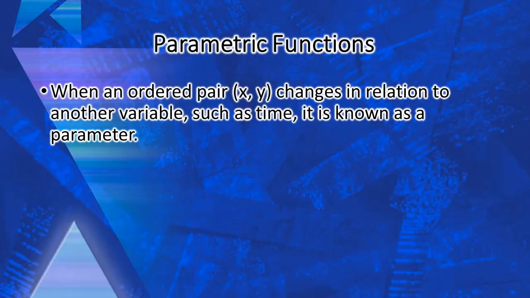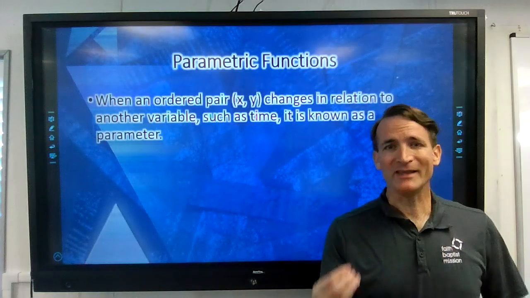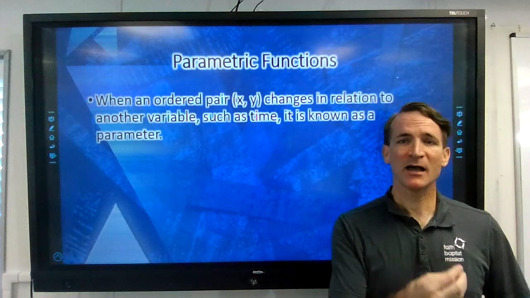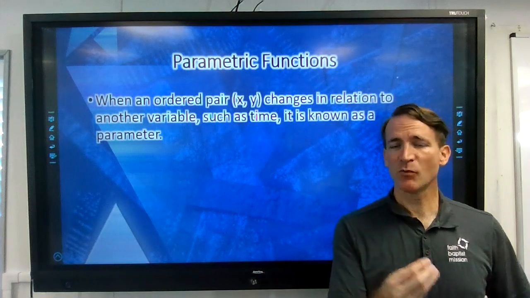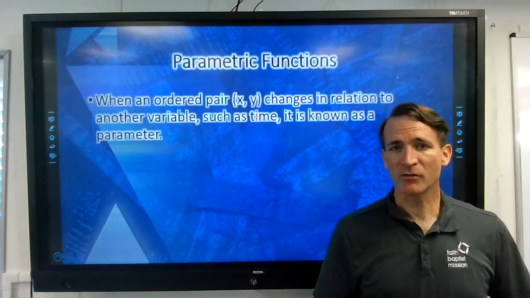When you have an ordered pair, such as x, y, that changes in relationship to another variable, such as time, it is known as a parameter. So basically what we're saying is that you have two values, x and y, that could be at a particular point in time. However, as time continues on, that x and y value may change, that location.